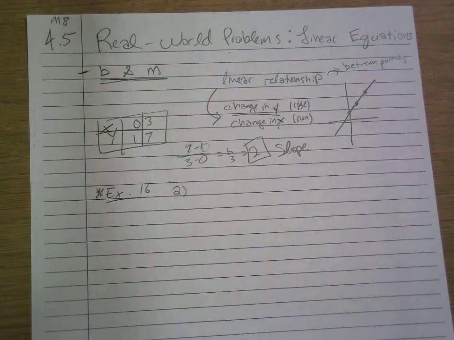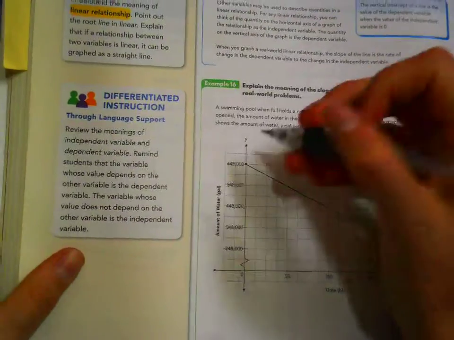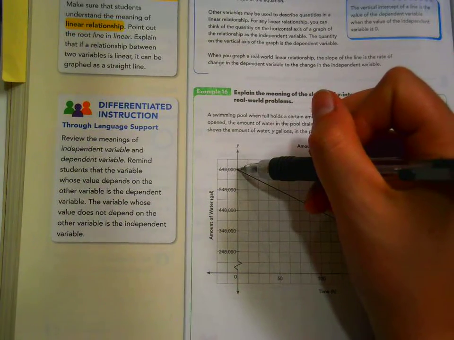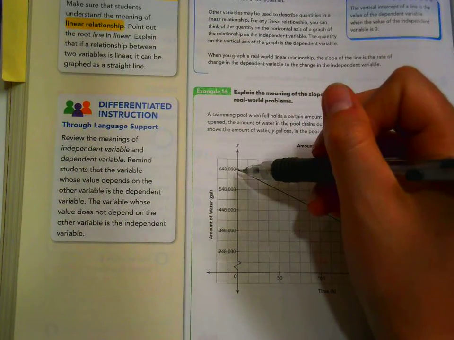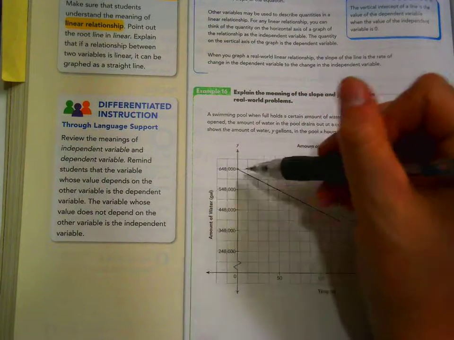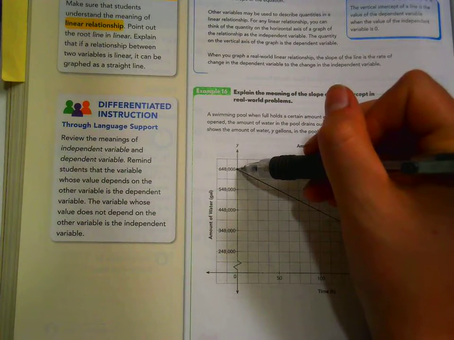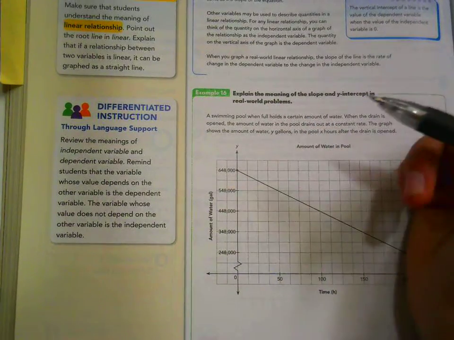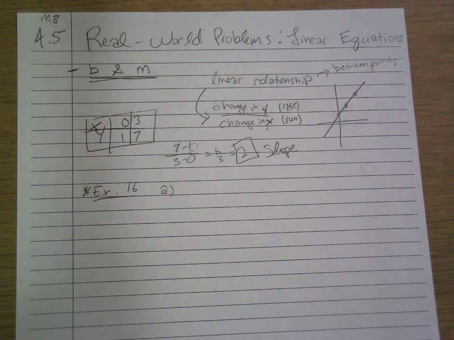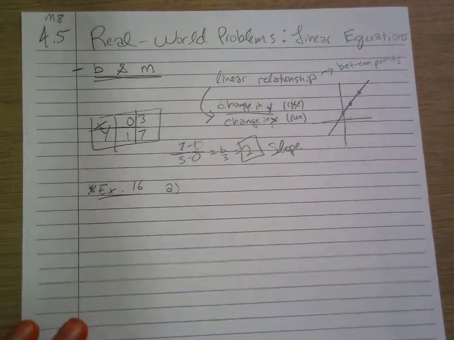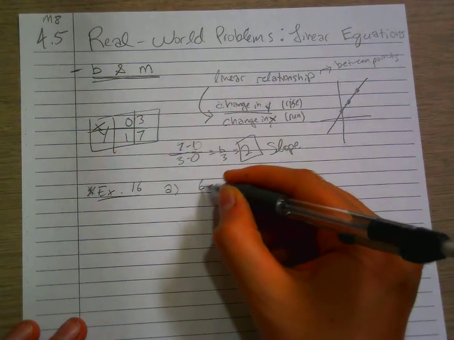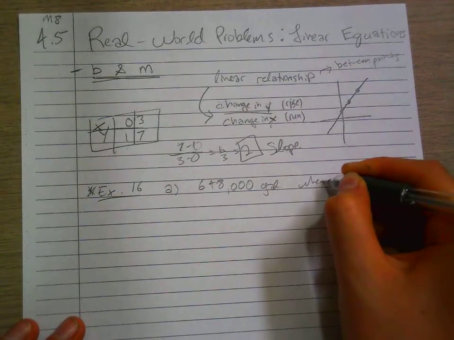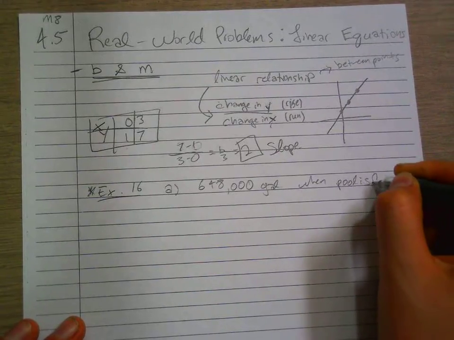So the vertical intercept here, vertical is a line going up and down, and it's y. So it's like our y-intercept. It's at 648,000. So if that's the amount of water, and this is our initial point, when time is 0 and it starts, there's this many gallons. So that would tell us the amount of gallons when the pool is full is 648,000 gallons when pool is full.